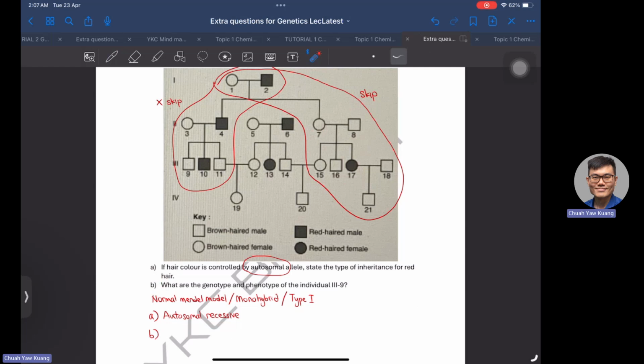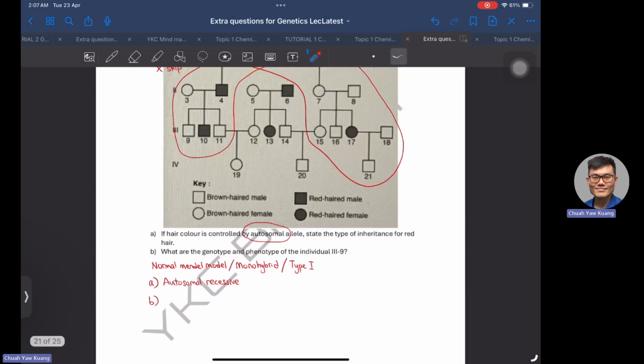So for B, what are the genotype and phenotype of individual 3-9? Individual 3-9 is here. Generation 3, individual 9. So they are asking for the genotype and the phenotype of 3-9. If you want to find the genotype or phenotype, first thing first, you have to find the genotype of the parents first. So where are the parents? The parents are here: individual 2-3 and also individual 2-4. These two individuals are the parents.